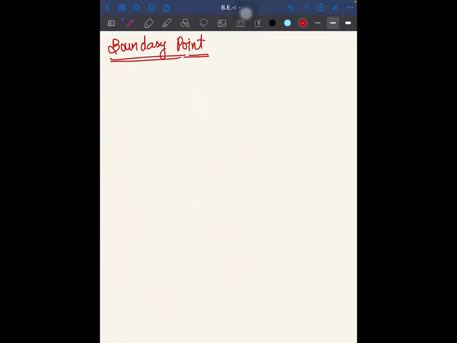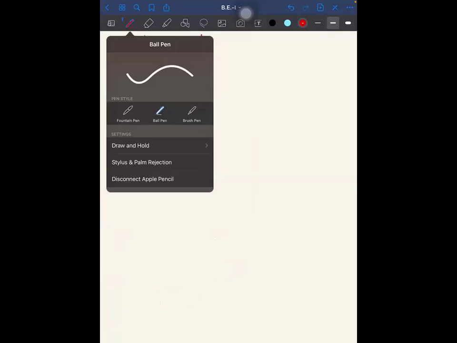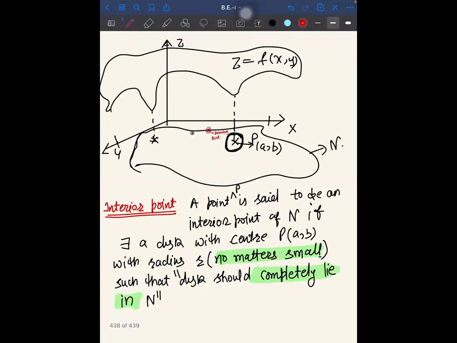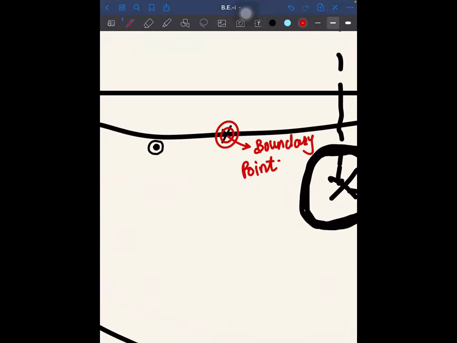Yes. Anybody? Anybody wishes to define the boundary point? This is your boundary point. Bolo.